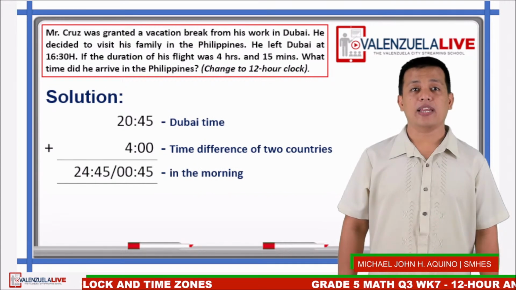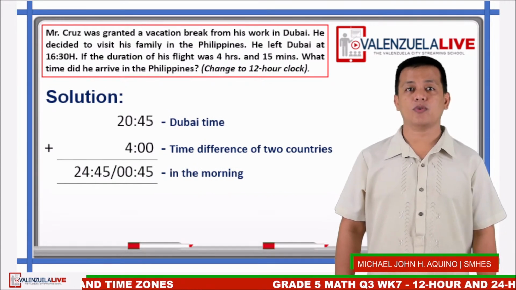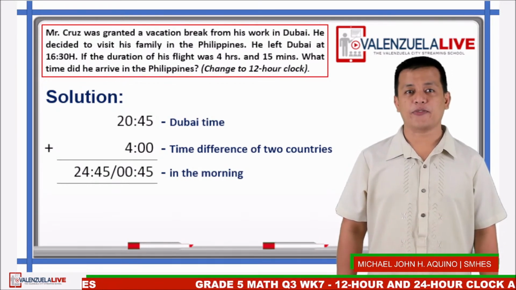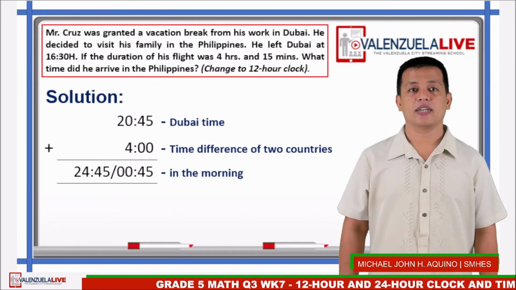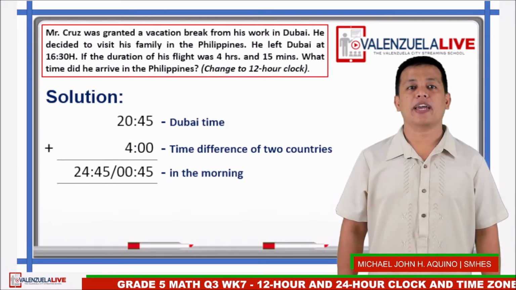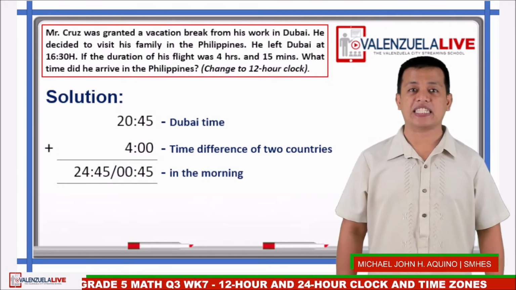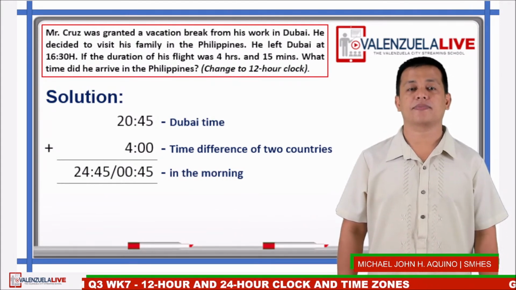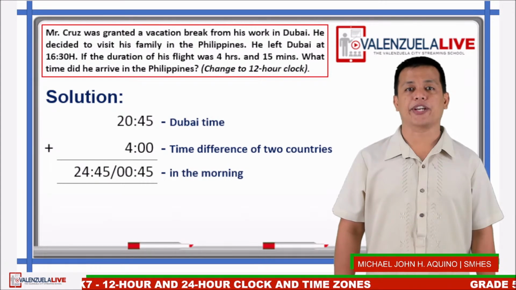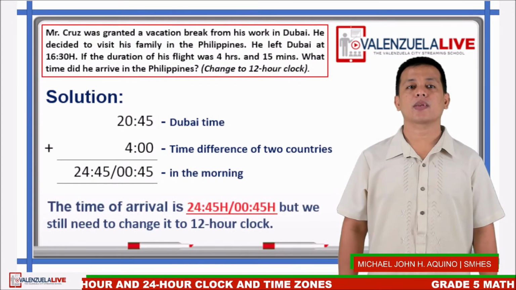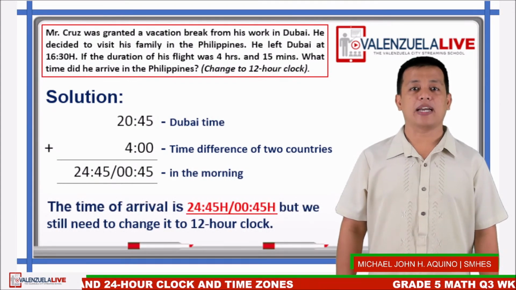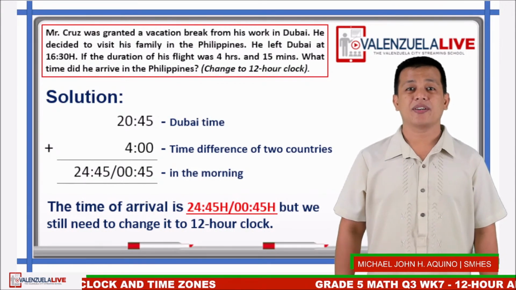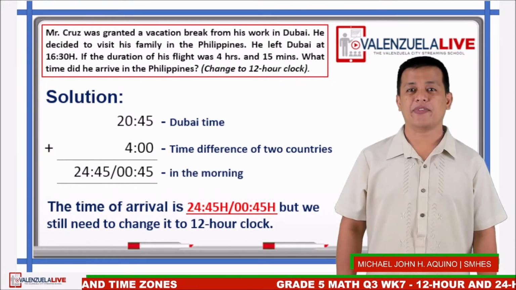Now, we will add Dubai time to the time difference of two countries. So we add 20:45 hours plus 4 hours. The answer is 24:45, or we can say it as 0:45 hours. So that is in the morning. The time of arrival is 24:45 hours, or we say 0:45 hours.